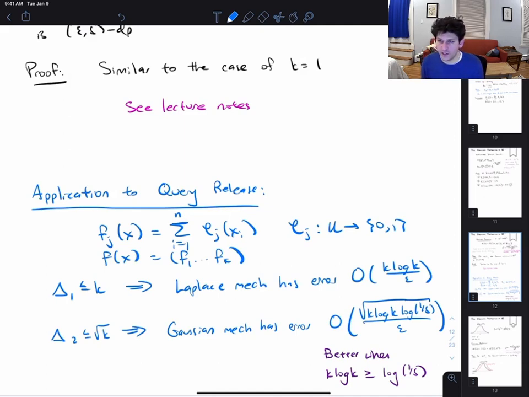It has a lot of other nice properties. We're going to talk about composition in the next lecture, and then we're going to see how we can use it to train neural networks using gradient descent. This epsilon-delta definition is really useful and a little more flexible than the basic definition of differential privacy, and we're going to be talking about it a lot in the coming weeks.